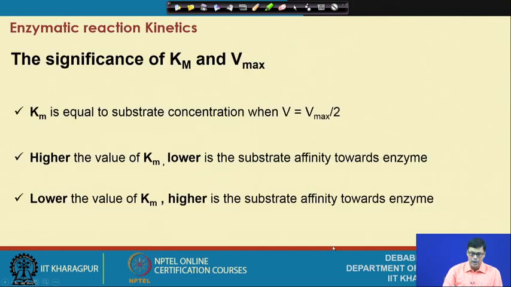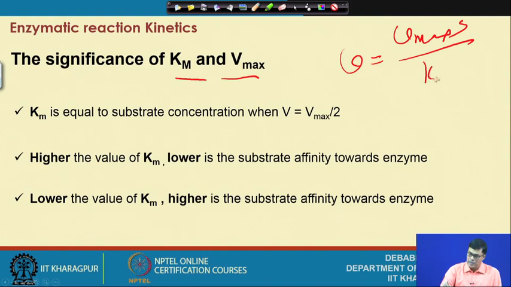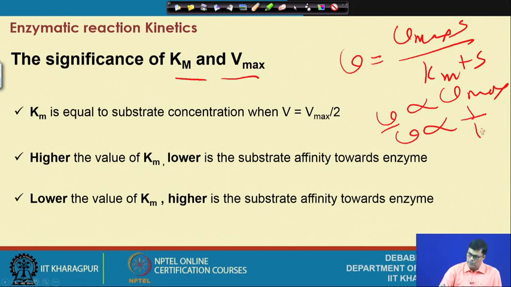Now the question comes, what is the significance of the values of Km and Vmax? Because if you look at this equation, V equals Vmax S by Km plus S, am I right? So what I can tell is that V is directly proportional to Vmax. As the Vmax value increases, the velocity of reaction increases, and V is inversely proportional to Km. As Km increases, the velocity of reaction decreases.